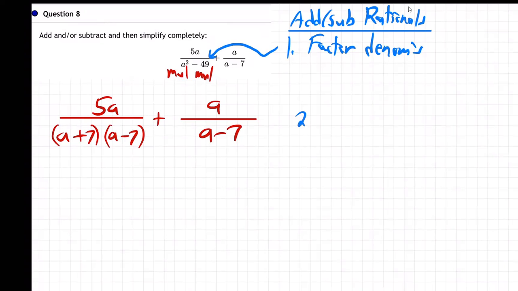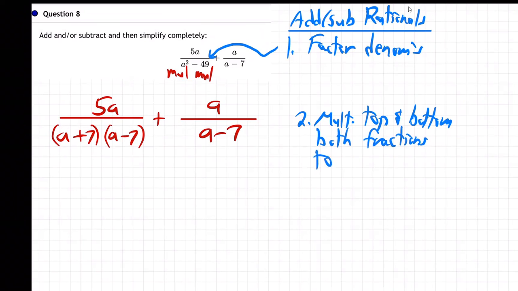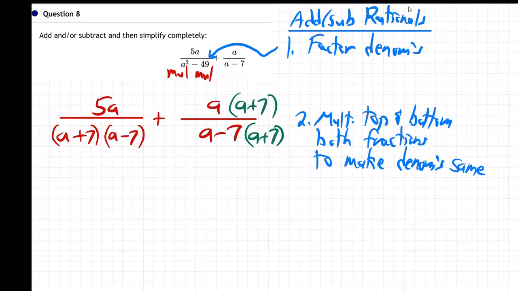Step number two is to multiply the top and the bottom of both fractions to make the denominators the same. So really, I only need to multiply the top and the bottom of the right fraction. So I said both fractions, but you don't really always have to do both fractions. And this is one of those cases where all I really have to do is multiply the top and bottom of the right fraction.